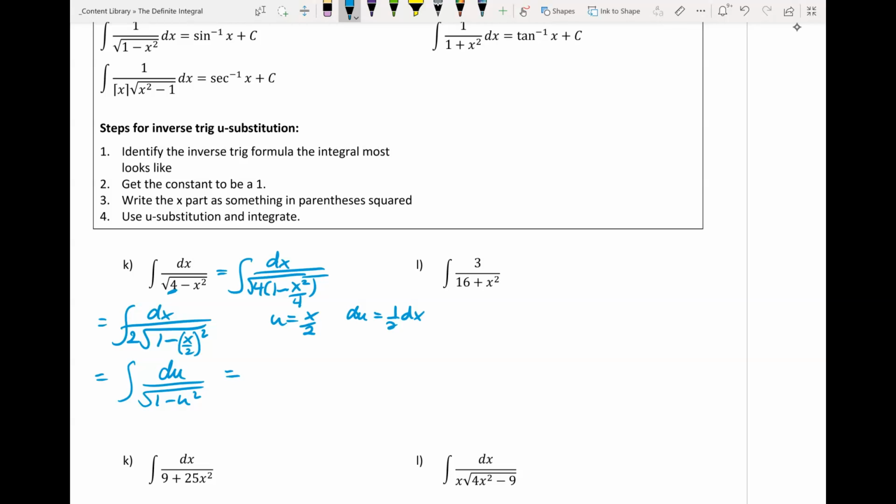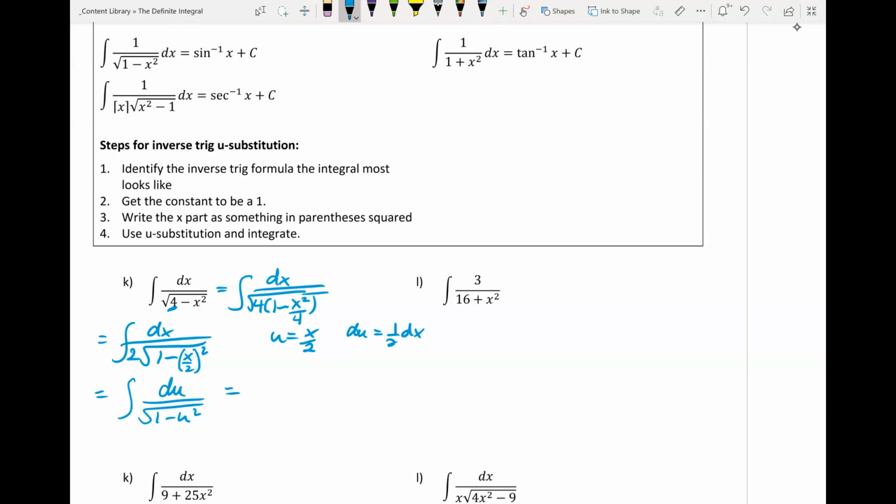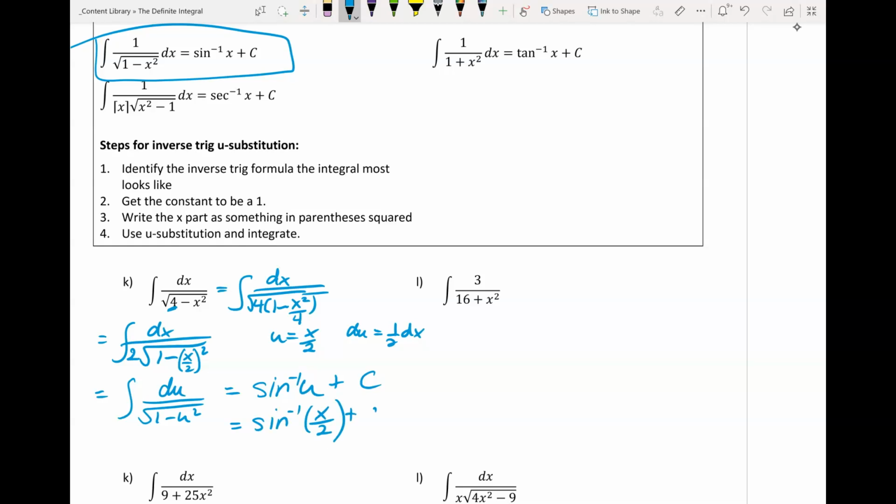This is sine inverse. Just take a look at this identity here. If you integrate 1 over the root of 1 minus u squared du, then you're going to get sine inverse u plus a constant. And then we can replace the u with what x is, and that is x over 2. And we're done with that one.